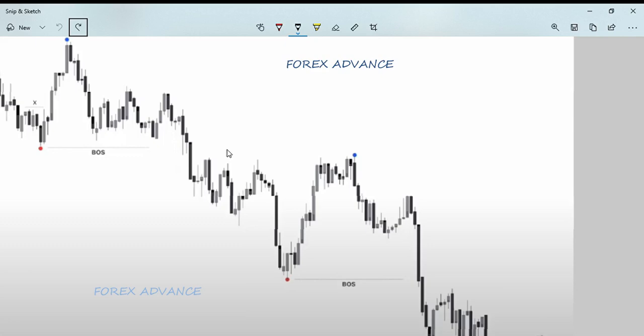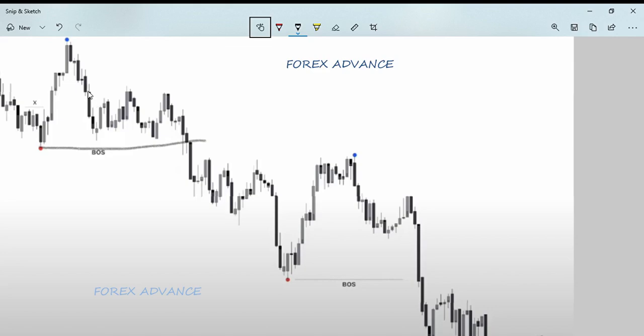Guys, there is one more important thing I have already told you, but let me remind you again: without a break of structure, don't mark any candle as your order block and don't look for the imbalance. Order blocks and imbalances are valid after the break of structure. So in this picture, as you can see, after the break of structure, we have to look for the imbalance and mark our order block.